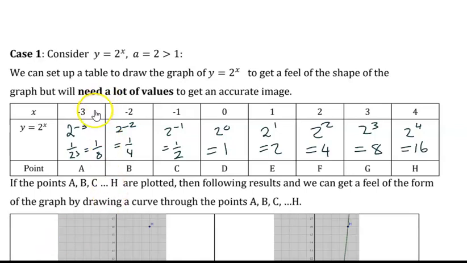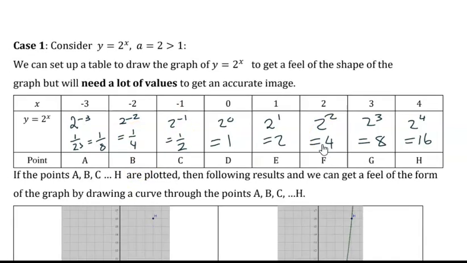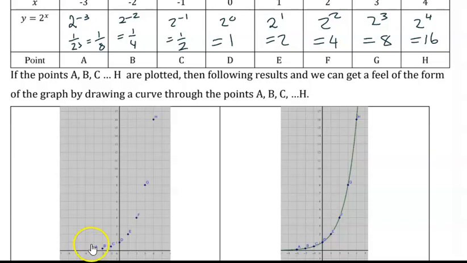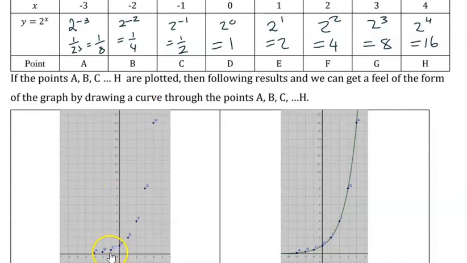And we label these points: the point minus 3, 1/8, we label it A, and minus 2, a quarter, we label B, etc. So on the graph below, you will see that I've plotted these points. Here I've plotted point A, which is minus 3 and 1/8, and then we have minus 2, a quarter, and minus 1, a half, and at 0 we have the value 1, and then it increases until we get to the point H, where we have 2 to the 4, which is equal to 16.